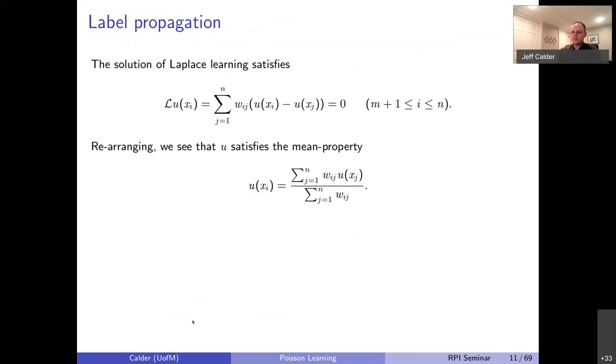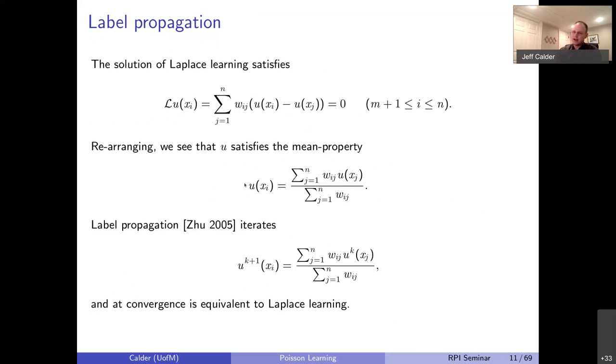One can think of this as label propagation on a graph in the following sense. If I take a function that's harmonic on the graph, so Laplacian of u is equal to zero, and I just rearrange this, the u of x_i I can pull outside because the sum is over j. So any function that's graph harmonic satisfies the mean value property on the graph. That says u of x_i is the weighted average of its neighbors. This leads you to the label propagation algorithm of Zhu from 2005, which just iteratively replaces u_k by the weighted average of its neighbors. When this iteration converges, you get exactly a solution to Laplace learning. At each step, you also reset the labels at the known points.